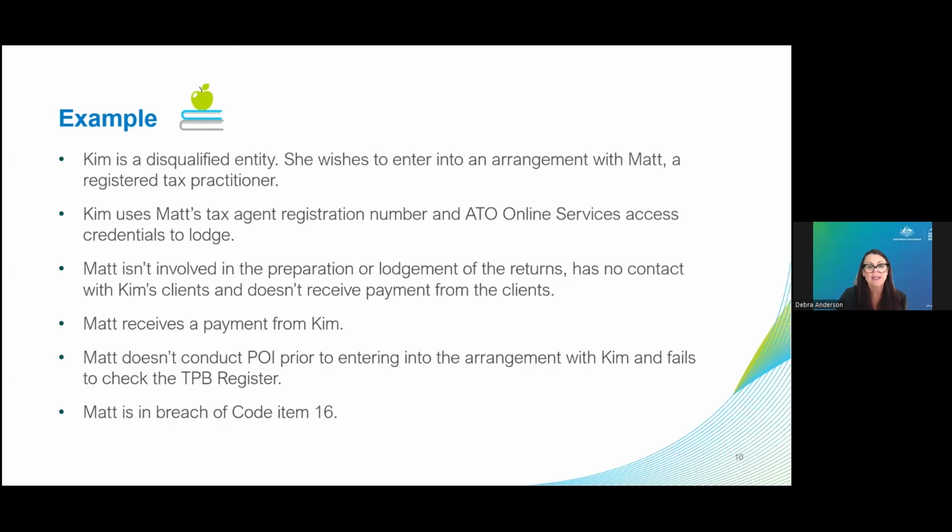Matt does not make any reasonable inquiries about whether Kim is a disqualified entity prior to entering into the arrangement, and he fails to check on the TPB register to see whether Kim has been previously terminated or sanctioned by the TPB. In this case, Matt is in breach of Code 16. He may also be in breach of other items of the code and civil penalty provisions as well, but we're not really going into that here. But Kim will also be in breach because she failed to notify Matt that she's actually a disqualified entity.